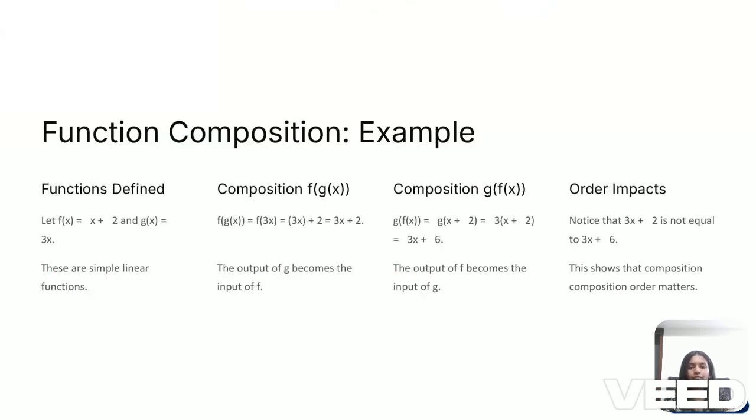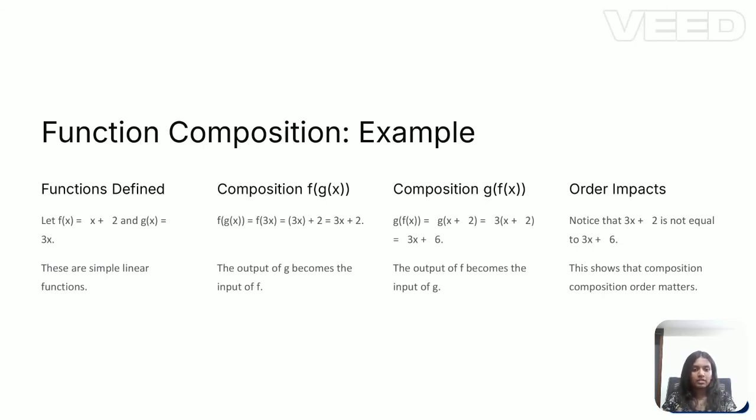For example, let f(x) be x plus 2 and g(x) be 3x. They are simple linear functions. The composition f(g(x)) is f(3x), which is equal to 3x plus 2. The output of g becomes the input of f. The composition g(f(x)) is g(x plus 2), which is equal to 3 times (x plus 2), which is equal to 3x plus 6. So here the output of f becomes the input of g.